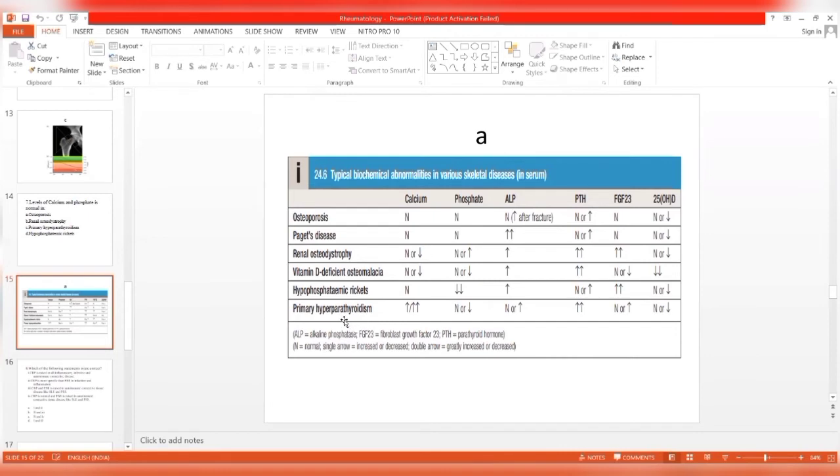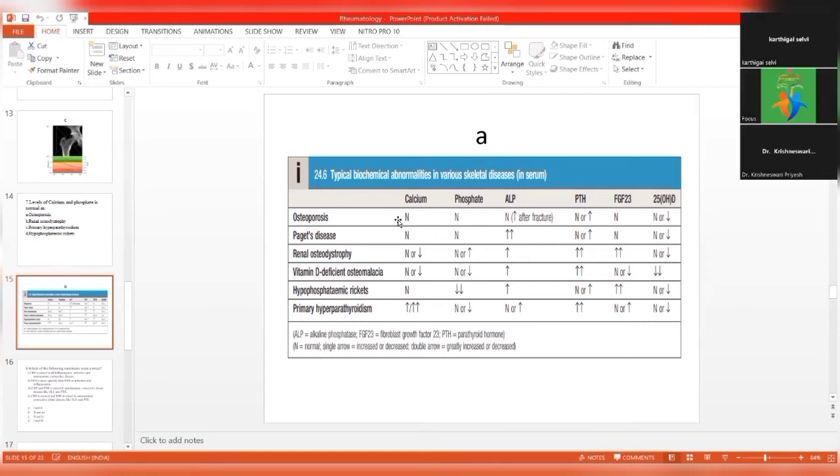In primary hyperparathyroidism, we all know parathyroid hormone, parathormone. What does it do? It increases the resorption of calcium from the bones. As a result, calcium will be increased so much. Understand? So in primary hyperparathyroidism, there will be a large increase in calcium, normal or reduced phosphate, and normal or increased ALP. Understand?